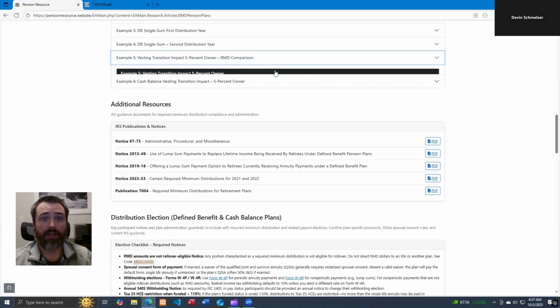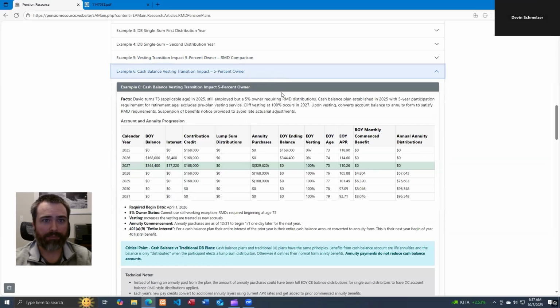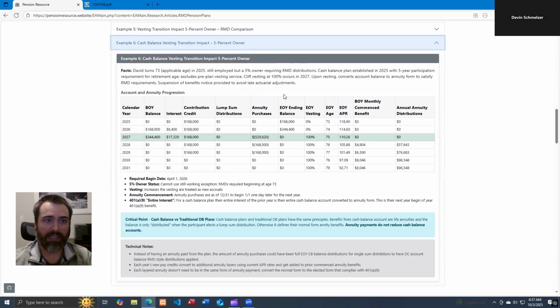Example 6 is our final example. There are a few key points in this example. Again, we have a new plan that excludes vesting service before the effective date of the plan and has a 5-year participation requirement. Suspension of benefits notice was provided to our participant David here to avoid late actual adjustment complications. Each year, David earns $168,000 cash balance contribution credit. He is not vested until 2027. As such, there are no required distributions until 2028, and those required distributions are to commence 1/1/28.